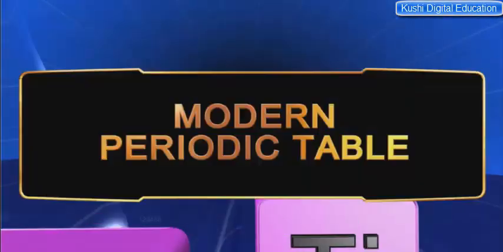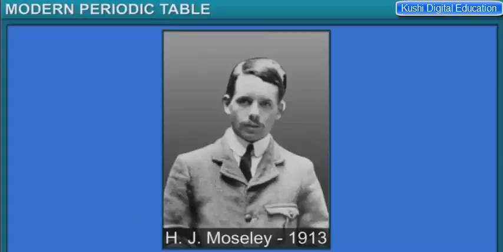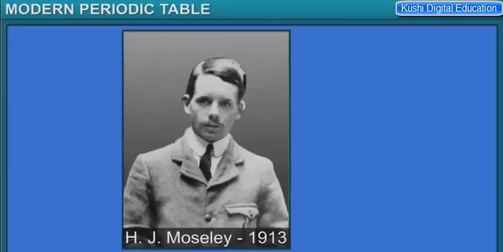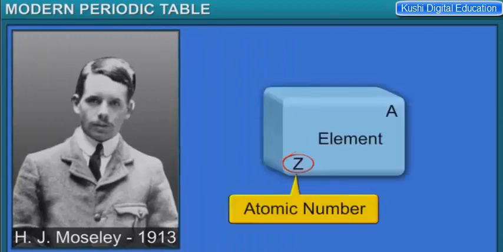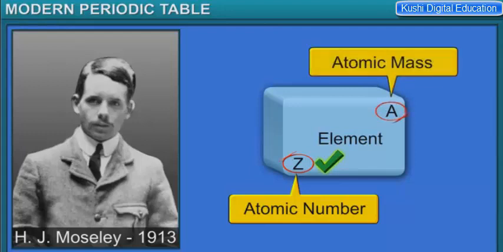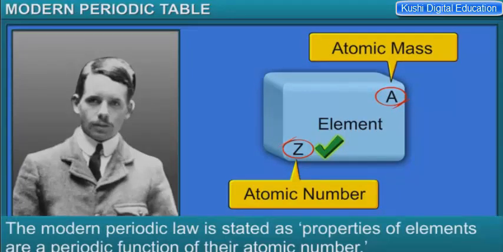You will learn about the modern periodic table. In 1913, Henry Moseley showed that the atomic number of an element is a more fundamental property than its atomic mass. So, Mendeleev's periodic law was modified and atomic number was adopted as the basis of the modern periodic table. The modern periodic law is stated as: properties of elements are a periodic function of their atomic number.